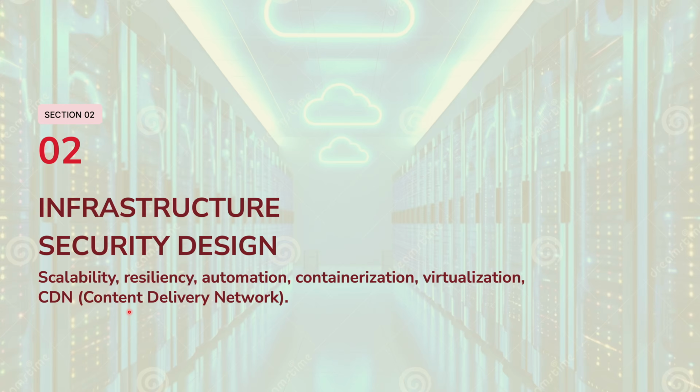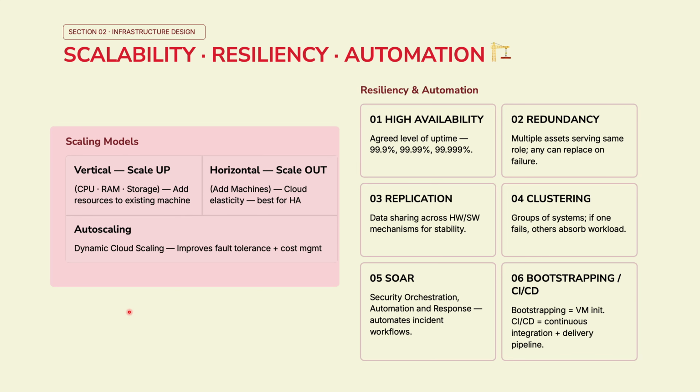scalability, resiliency, and automation. Now, let's first understand scalability and models. The first one here we have is vertical scaling. Basically, it adds resources like CPU, RAM, or storage to an existing machine. Although simple, it has a hard ceiling defined by the hardware's maximum capacity. Furthermore, it creates a single point of failure.